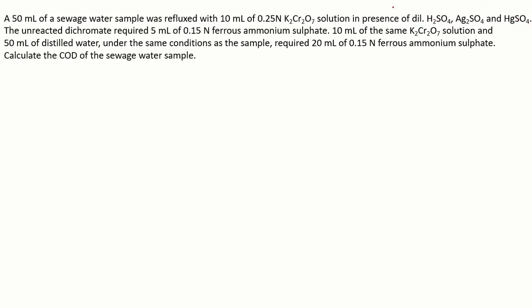The unreacted dichromate required 5 ml of 0.15 normal ferrous ammonium sulfate. 10 ml of the same K2Cr2O7 solution and 50 ml of distilled water, now this is your blank, under the same conditions as the sample required 20 ml of 0.15 normal ferrous ammonium sulfate. Calculate the COD of the sewage water sample. Okay, so this is your question.